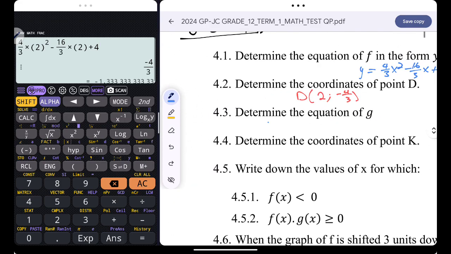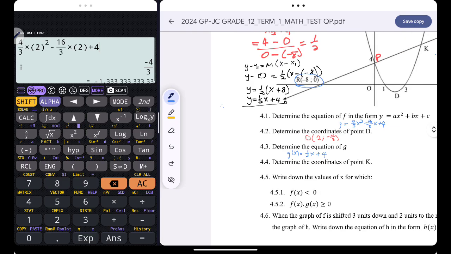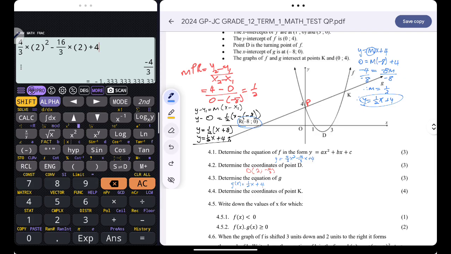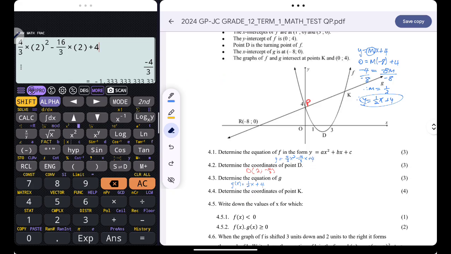So the equation of g simply says 1 over 2x plus 4. Okay. Then question number 4. They want me to determine the coordinates of k. Remember that k is the point of intersection between the two graphs.